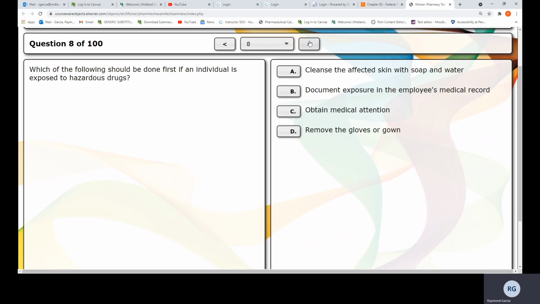Which of the following should be done first if an individual is exposed to hazardous drugs? Clean the affected skin with soap and water. Document exposure in the employee's medical record. Obtain medical attention or remove the gloves or gown.